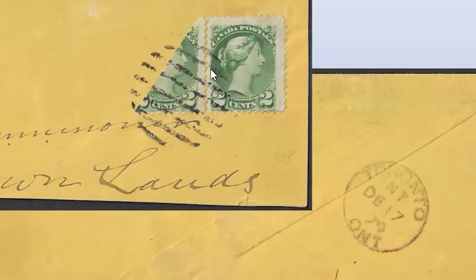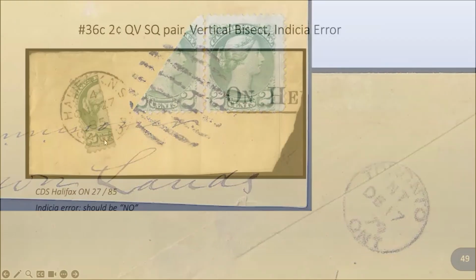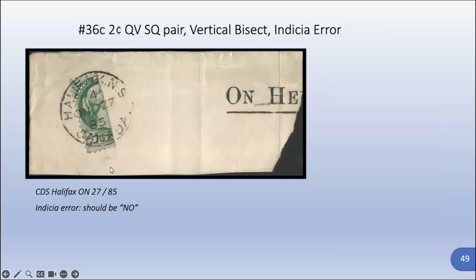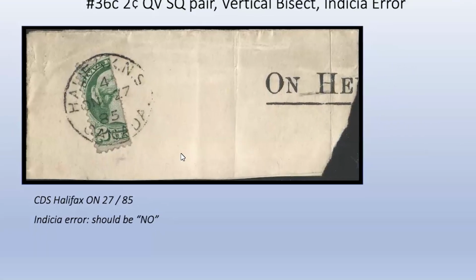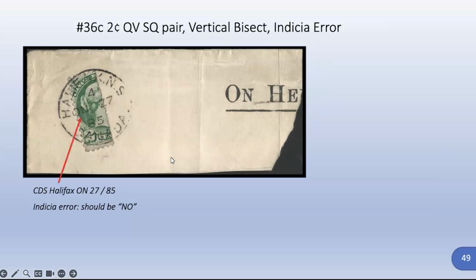Not very often do you see the bisects in a pair. Here's a bisect. Again, now we're coming back to this. This has also got an indicia error. It should be November 27th instead of on 27, but this is on an OHMS envelope. Right there, the indicia error. And it's Halifax. It is the end of the year.